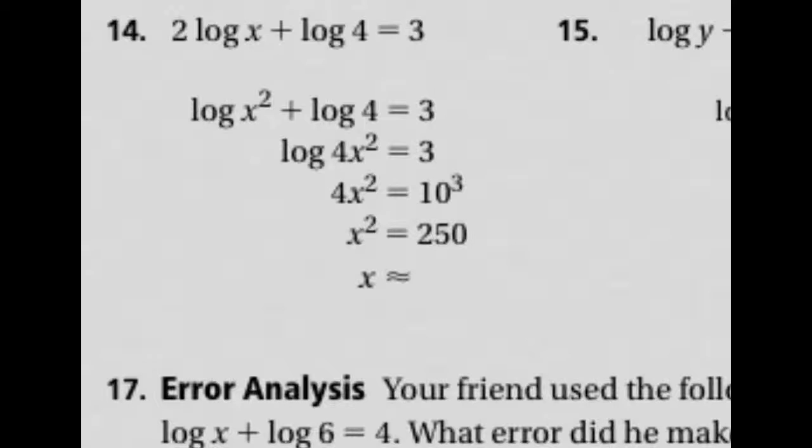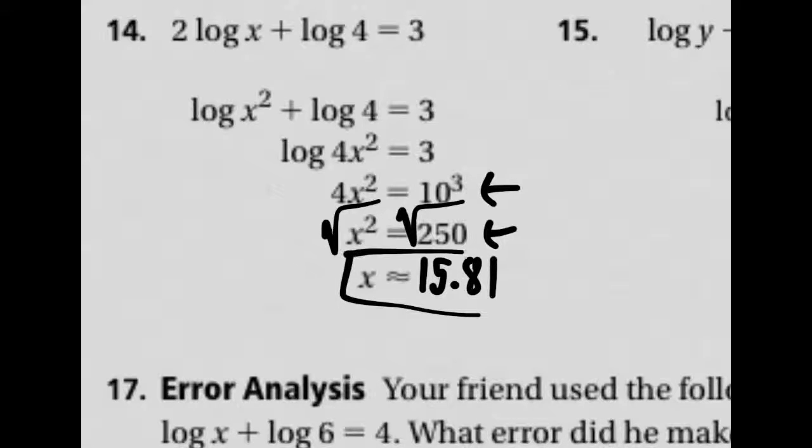Then we turn it into exponential form. Now that we have a single logarithm, we can turn this into exponential form. 10 to the 3rd power equals 4x squared. That's this step right here, turning it into exponential form. Simplify, 10 to the 3rd power is 1,000. Divide by 4, you get 250. That's how we got this step here. And finally, to solve it completely, you have to take the square root of both sides, because in order to get rid of the square, you take the square root. So x is approximately 15.81, according to the calculator.